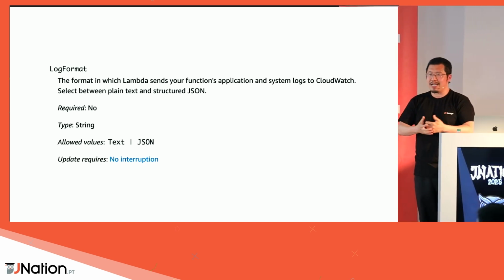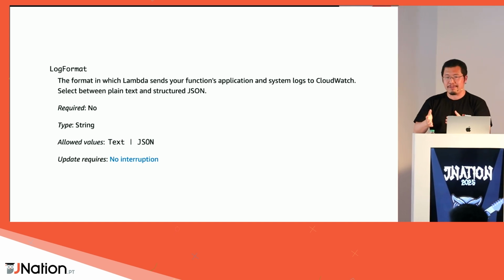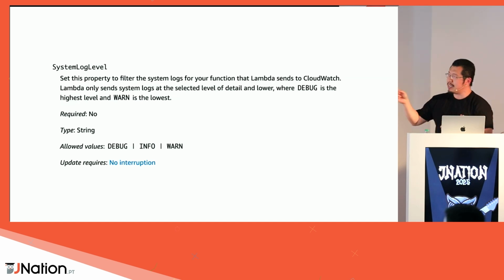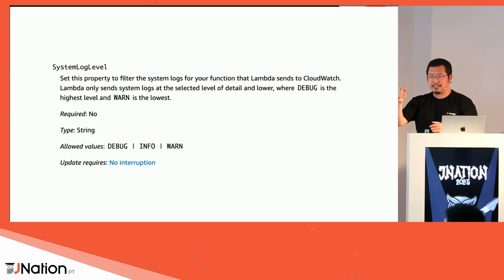So this way, it gives you that structured logging without you having to change all of your application code to write structured logs. It's kind of annoying that they tie two things together, because once you set the log format to JSON, it also then allows you to configure a system log level to say which of the system messages do I want to see in the logs.